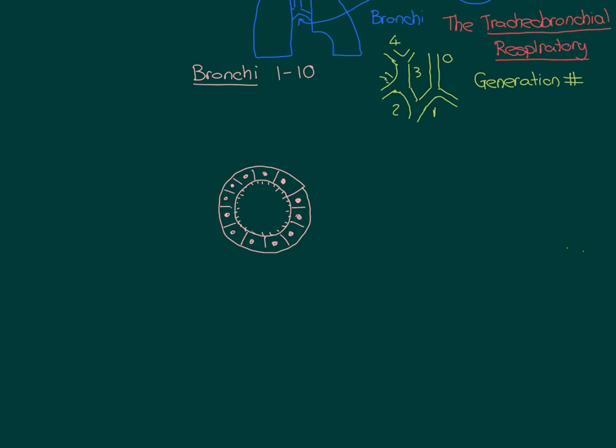Right, so I'll just write down the name of these cells. These are the ciliated columnar epithelial cells. So ciliated describes the fact that they are ciliated, they have cilia on their surfaces. Columnar describes their shape, they're quite long and thin like a column, and they are epithelial cells because they are lining the respiratory epithelium. So ciliated columnar epithelial cells.